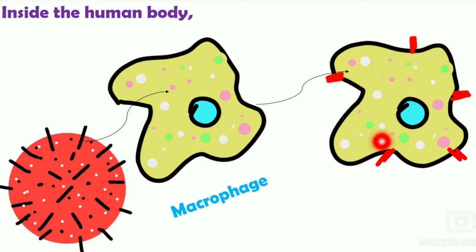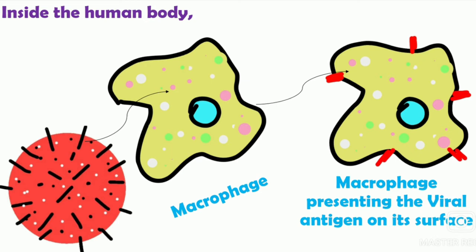Now this macrophage will present these foreign bodies, these remains of the foreign bodies, on its surface in order to showcase to other cells that yes, there is a foreign body inside our body and these are the remains, and other cells can actually recognize these remains and accordingly prepare for them. This process, where the macrophage presents the remains of the foreign body on its surface, is known as antigen presentation.